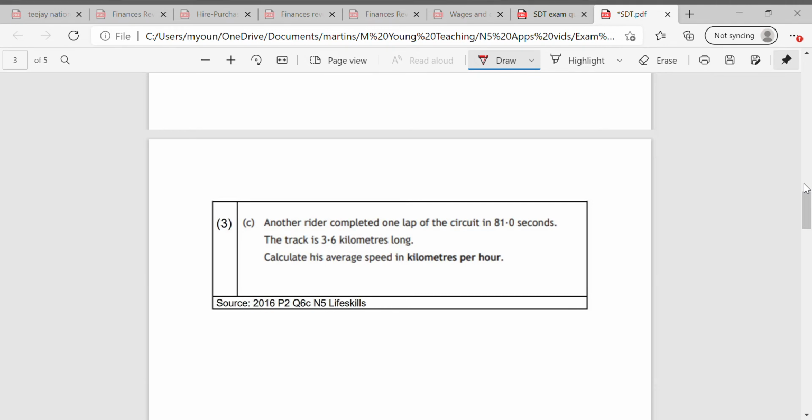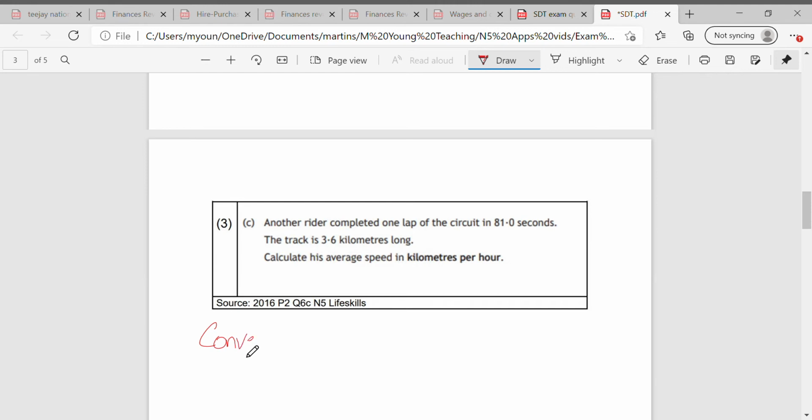Okay, question number 3 says, this is obviously part of another question. So another rider completed 1 lap of the circuit in 81 seconds. The track is 3.6 kilometres long. Calculate his average speed in kilometres per hour. So if we want to work out speed in kilometres per hour, the time has to be in hours.